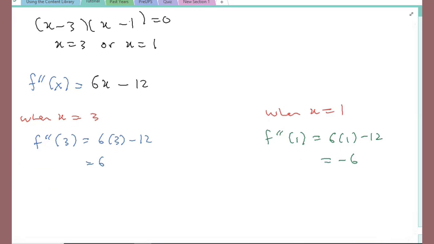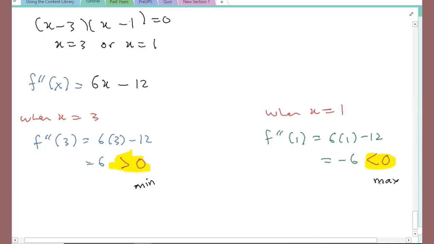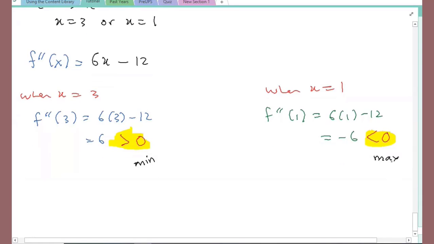So label, this is more than 0. This is less than 0. If more than 0, consider minimum. Less than 0, maximum, the opposite. Minimum, maximum. Okay, so find the points.